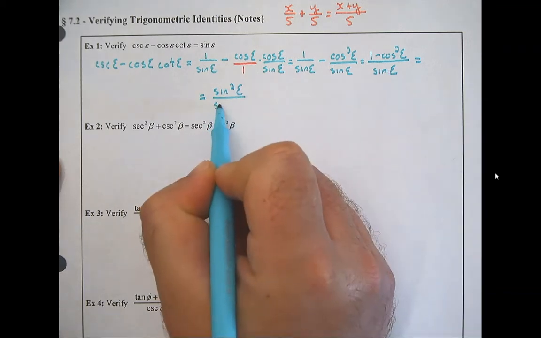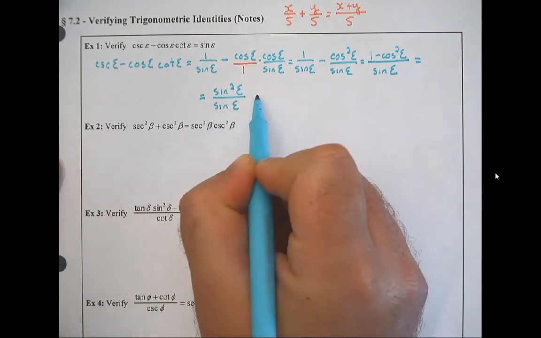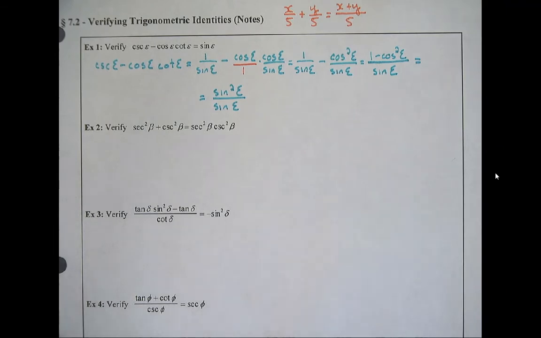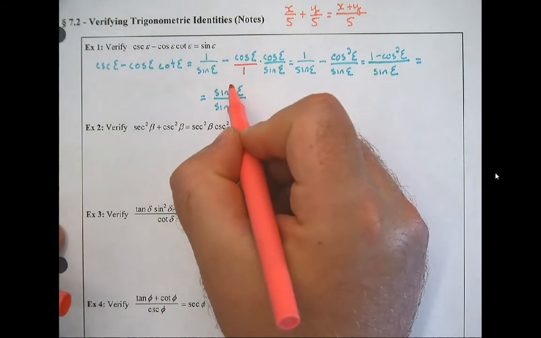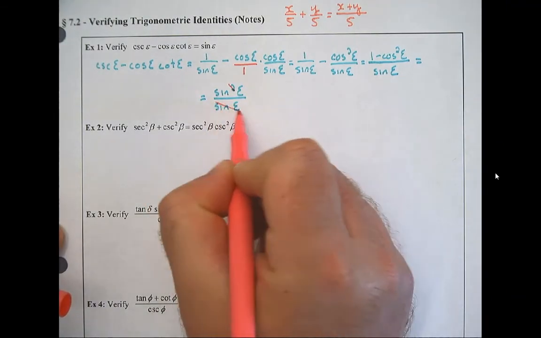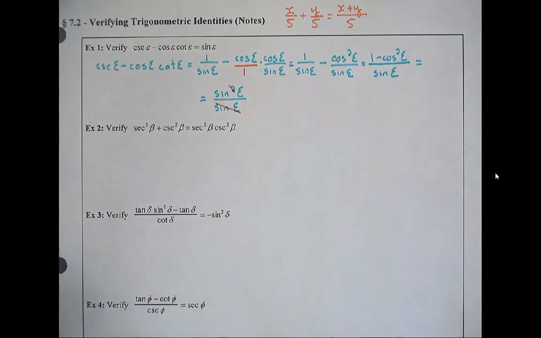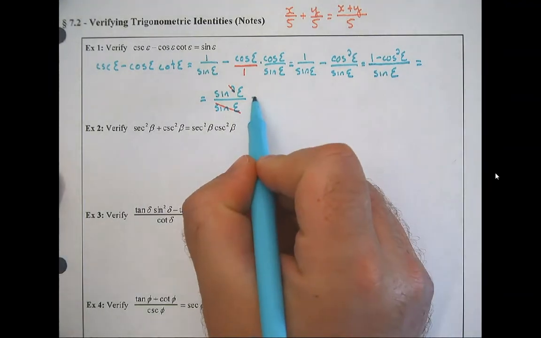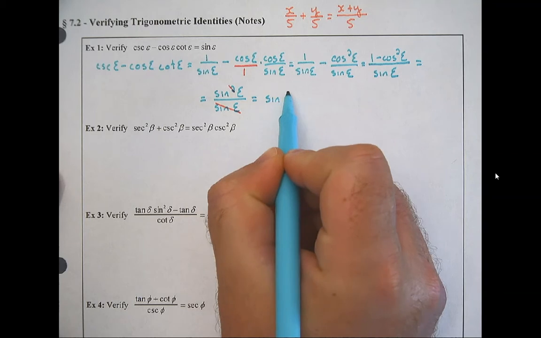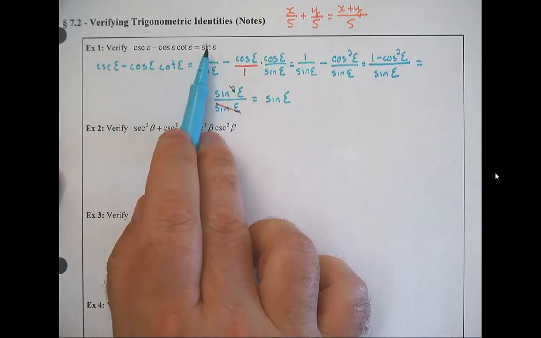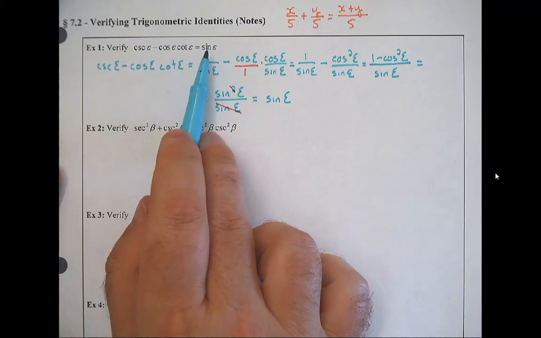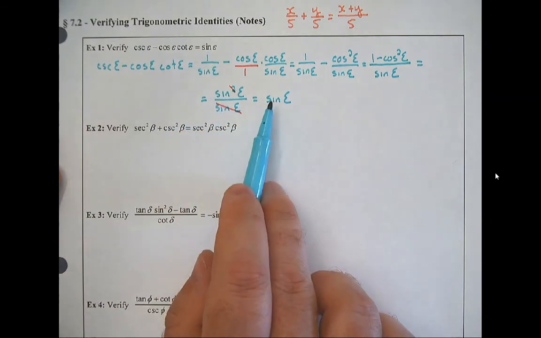Divided by sine squared, my bad, divided by sine. If you have a sine on the top and a sine on the bottom, we can cancel one of them out. So I'm going to kill the squared and I'm going to kill the sine on the bottom. So I'm left with sine. How do I know I'm done? Because they told me that I was going to stop when I get to sine. And when I get to sine, I stop.